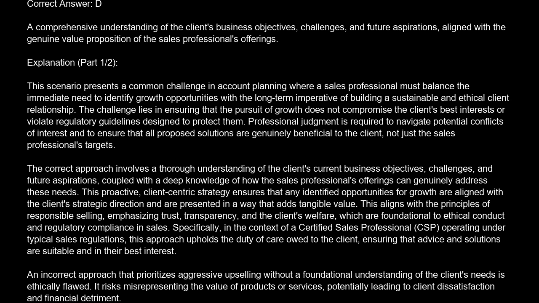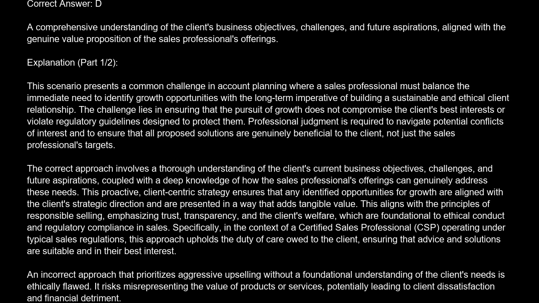The correct approach involves a thorough understanding of the client's current business objectives, challenges, and future aspirations, coupled with a deep knowledge of how the sales professional's offerings can genuinely address these needs. This proactive, client-centric strategy ensures that any identified opportunities for growth are aligned with the client's strategic direction and are presented in a way that adds tangible value.